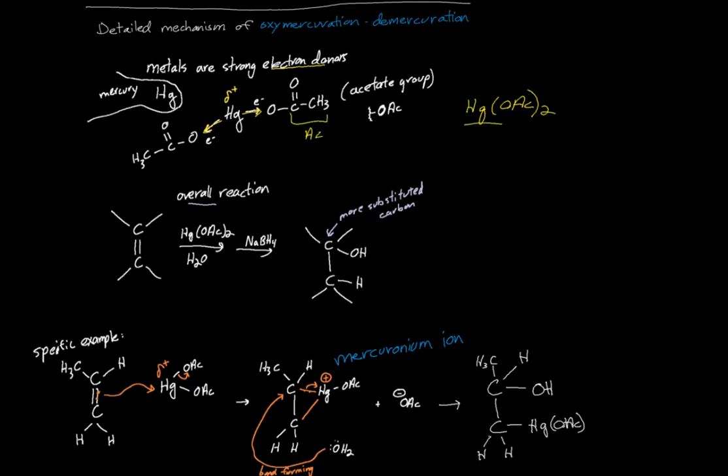This is the reagent that will be used in this reaction, along with another one in a second step, which is the demercuration step, a reductive step. So there's an oxidative step with mercury, and then a reductive step. And here again is the net reaction. Assuming this is the more substituted carbon to begin with, the OH will add to that carbon exclusively.